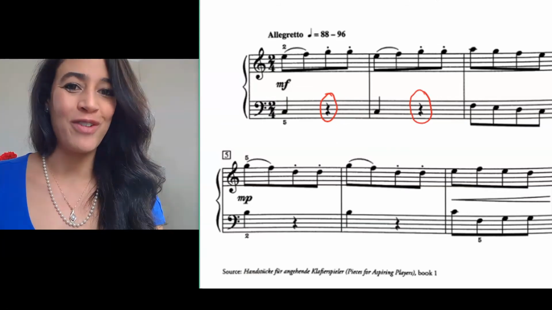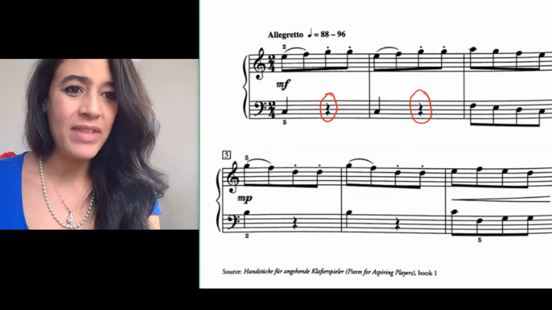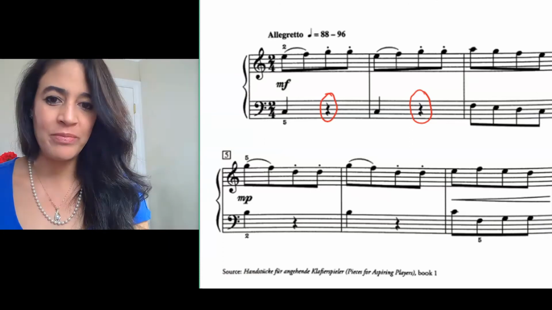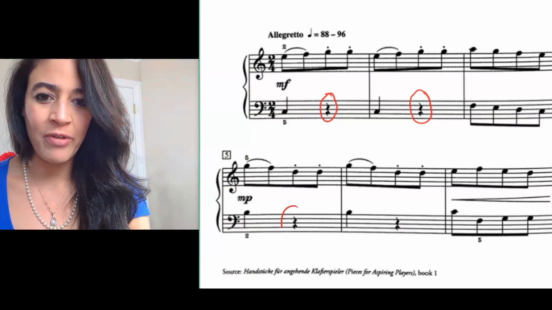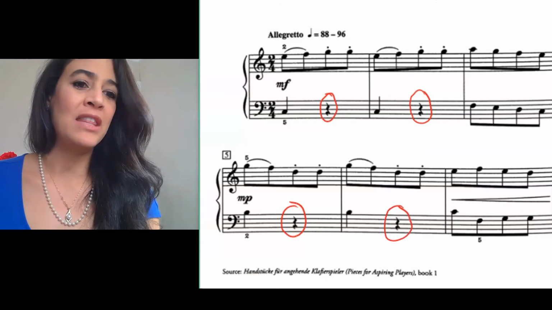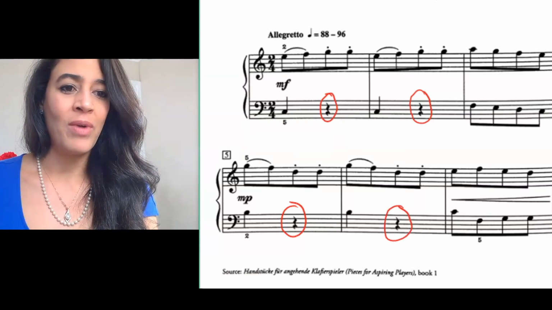So we've circled our first 2 rests. And then in measure 4, we have another rest. Moving down to measure 5, we have a rest in our left hand and another rest in our left hand. And in the final measure, we have a rest in our right hand.